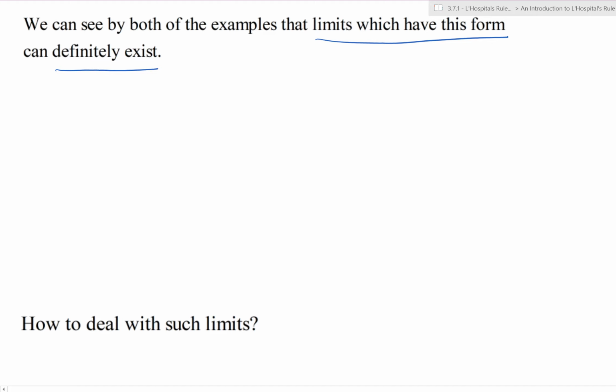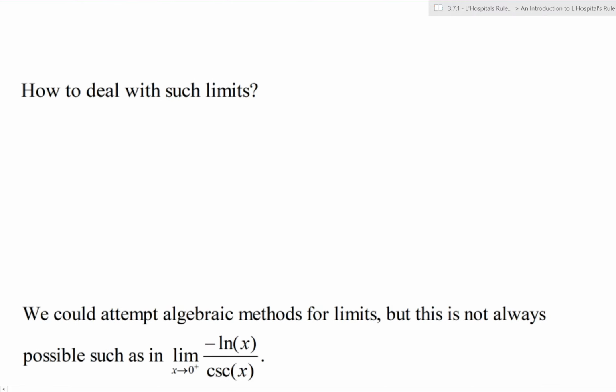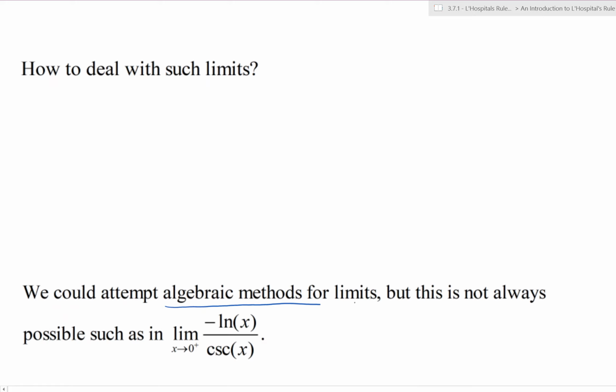Now, you go back to when you first talked about finding limits and the attempt in which we could apply algebraic methods, or maybe some more obscure methods, but that's not always going to be possible. For instance, this limit right here that we looked at earlier, the limit as x goes to 0 from the right of negative ln of x divided by cosecant of x, it is not very apparent what type of algebraic manipulations we might need to perform on the function that we're taking the limit of in order to manipulate it into a form for which we could then evaluate the limit.